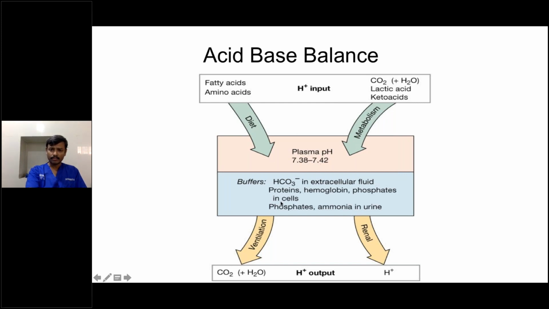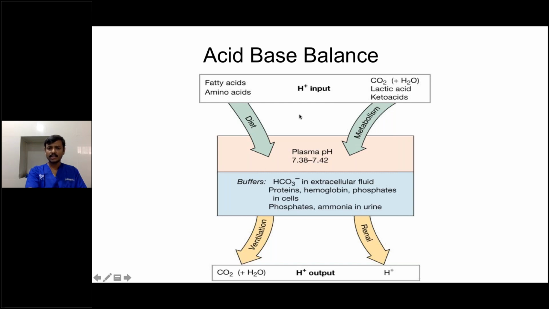Immediately it will be buffered by the system. The immediate buffer is the bicarbonate buffer system. There are also intracellular proteins, hemoglobin, phosphate in cells, and phosphate and ammonia in urine. These are the important physiological buffers which help maintain pH at normal when hydrogen is added either by diet or by metabolism. So immediately the ventilation comes into the picture.